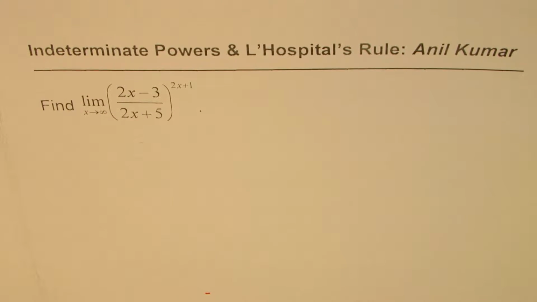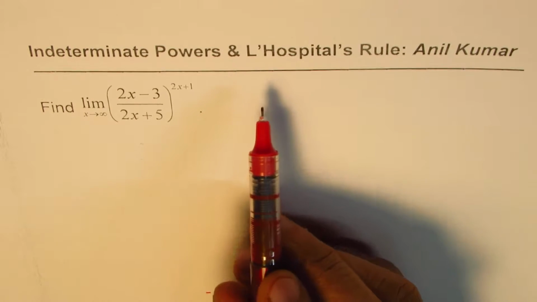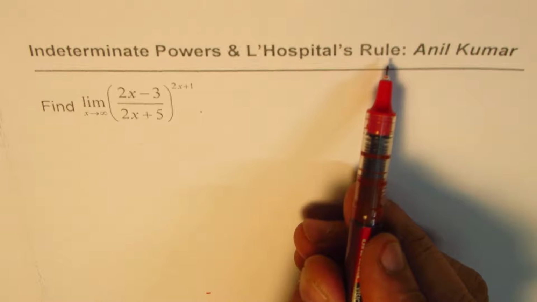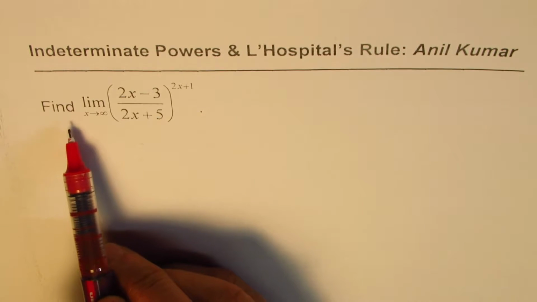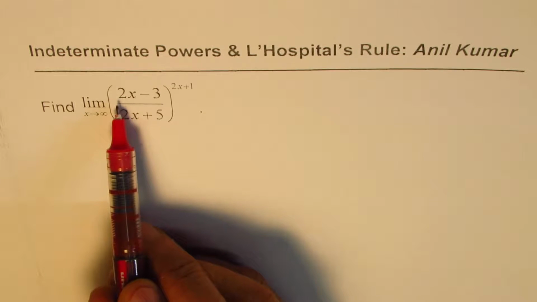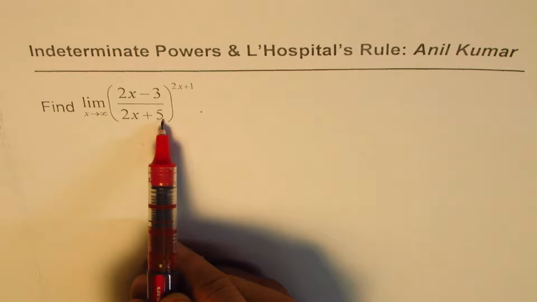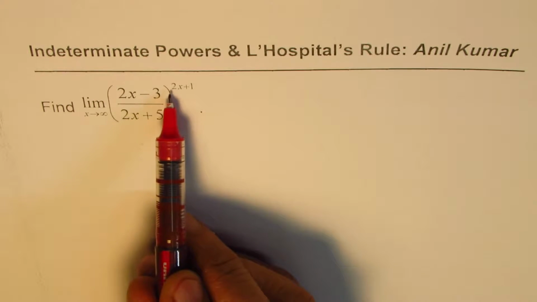I'm Anil Kumar sharing with you a very interesting question on indeterminate powers where we are going to apply L'Hospital's rule to find the limit. The question is to find the limit as x approaches infinity of (2x minus 3) divided by (2x plus 5), the whole to the power of 2x plus 1.